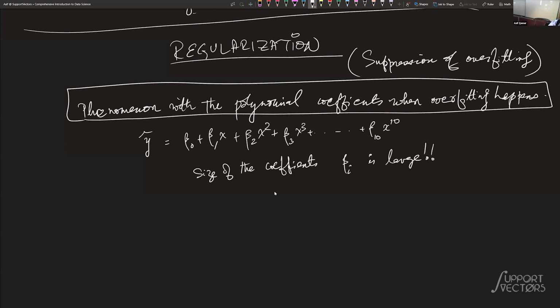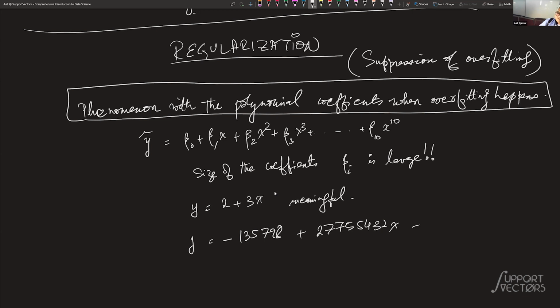This is an observation. So typically you want to make a model. Let's say that a good model would be something like 2 plus 3x. These are reasonably small numbers. But on the other hand, suppose you get a model that is like minus 1, 3, 5, 7, 9, 8 plus 2, 4, 3, 2 x minus, again, some vastly big number, 4, 4, 3, 3, 2, 1. I'm just cooking up numbers and they have no meaning. So don't take it too literally.